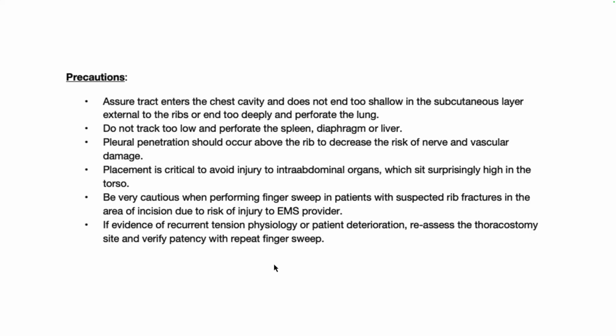We want to make sure that we're going into the chest cavity and not too shallow, staying in the subcutaneous layer. We also want to make sure that we're not going too deep and perforating the lung. Don't go too low, too far towards the patient's feet, because you're going to get into the spleen, diaphragm, or liver. The diaphragm sits higher than you think it does. Pleural penetration needs to occur above the rib to decrease the risk of nerve and vascular damage. Remember, those nerves and veins run underneath the rib, so we're going up and over.